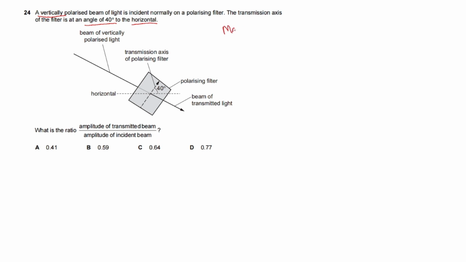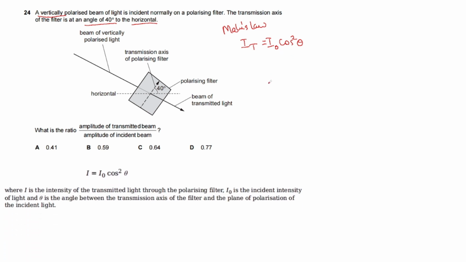In a case of polarization, we must have learned Malus's law, which will give you the intensity of the transmitted beam in terms of the intensity of the incident beam. Please note, this theta is the angle between the transmission axis and the plane of polarization. Here this angle is between the transmission axis and the horizontal, but this is vertically polarized, which means that we need to find out this angle, not 40.